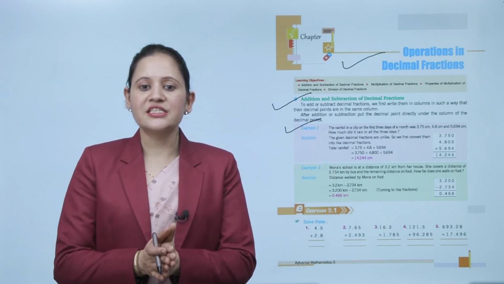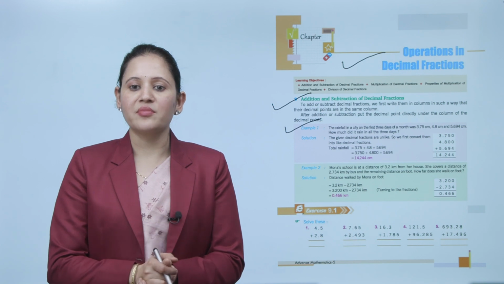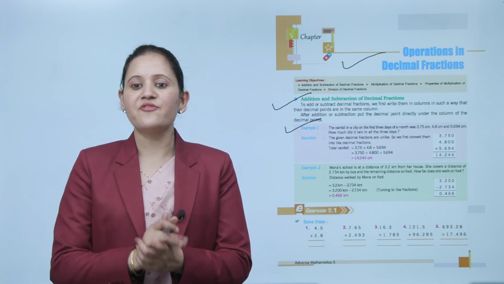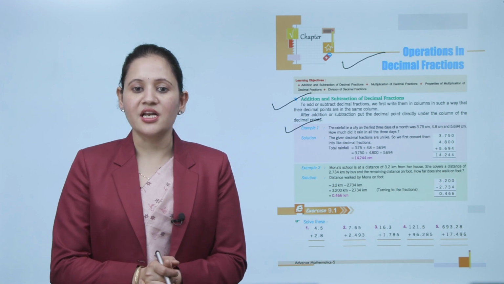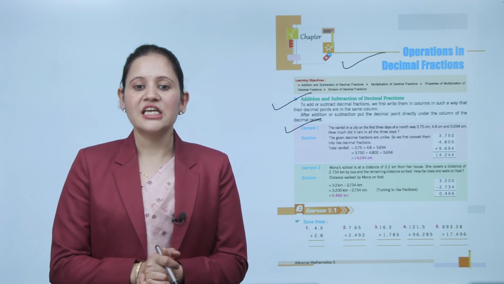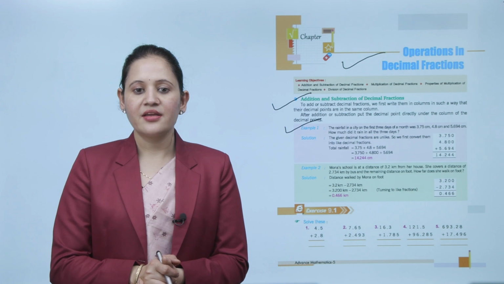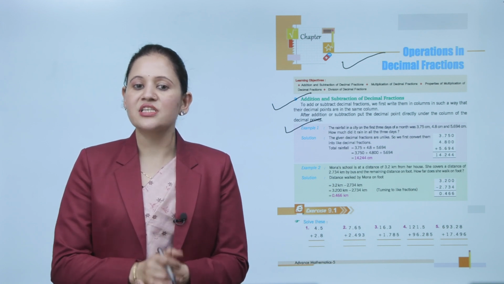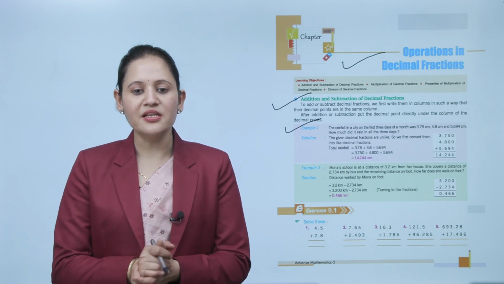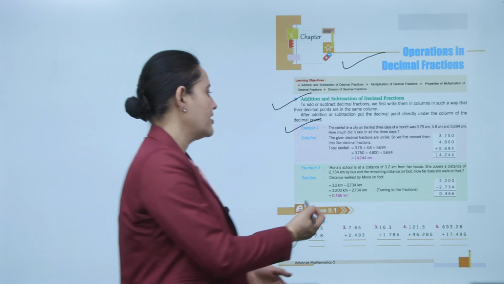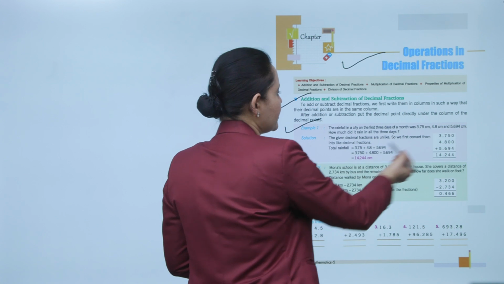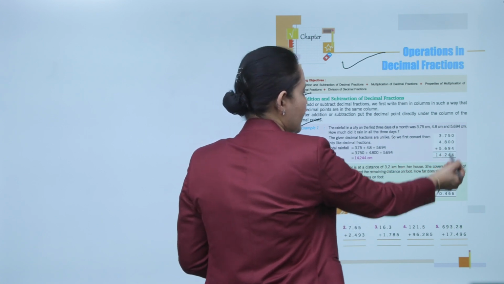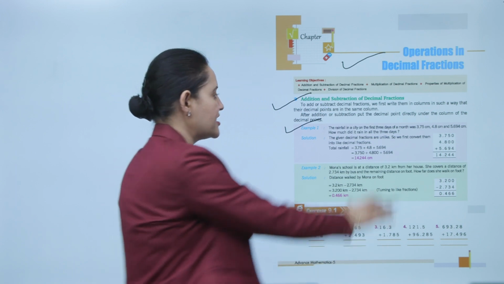The rainfall in the city in the first 3 days of the month is 3.75 centimeters, 4.8 centimeters and 5.694 centimeters. How much did it rain in all the 3 days? The given decimal fractions are unlike, so we first convert them into like decimal fractions. So 3.750, 4.800, 5.694. The decimal should come under the decimal.